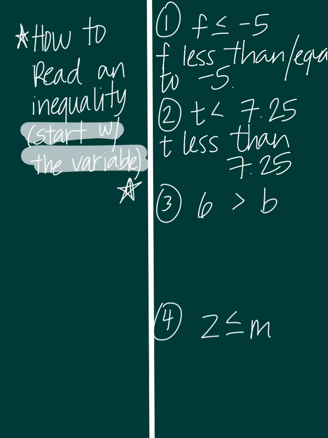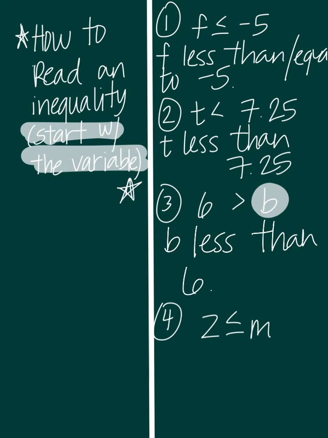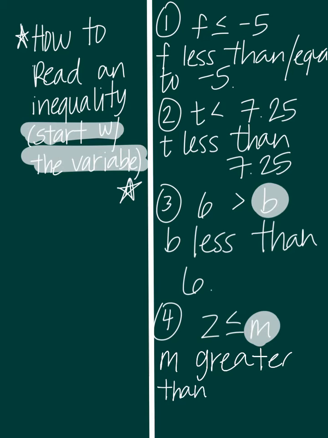Alright, look at number 3. So the variable is here with b, so we'll start from that side. b is less than 6. Number 4, the variable's on the right side of the symbol, so we'll start with that. M is greater than or equal to 2.